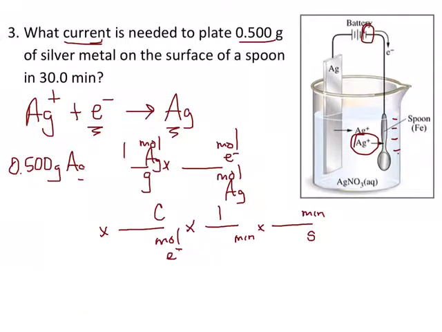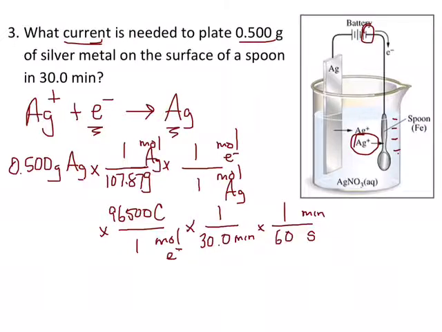1 mole weighs, whoops, I just erased again. Times, boom, 1 mole of silver is 107.87 grams, periodic table molar mass. From the half reaction, 1 mole of electrons will produce 1 mole of silver. The Faraday, a mole of electrons has 96,500 coulombs of charge, and now dividing by the time, we had 30.0 minutes, and we know that 1 minute has 60 seconds.